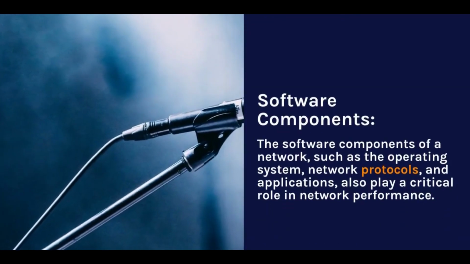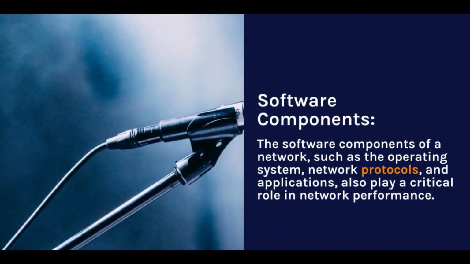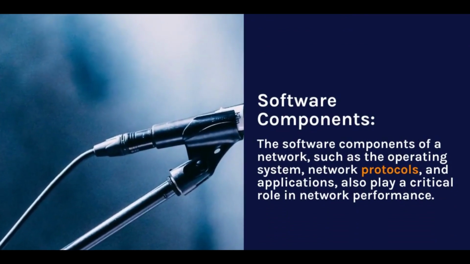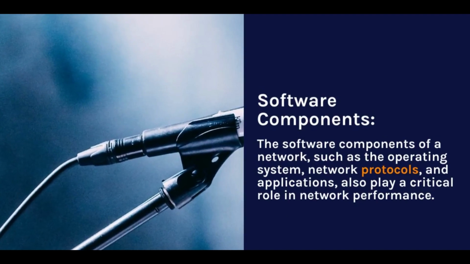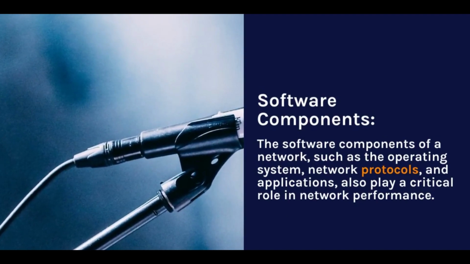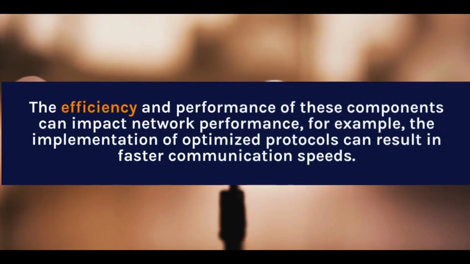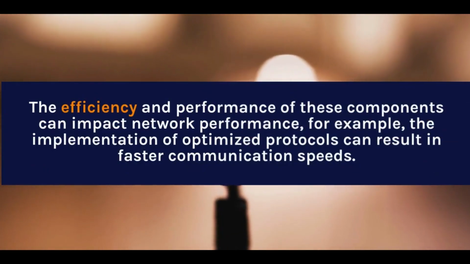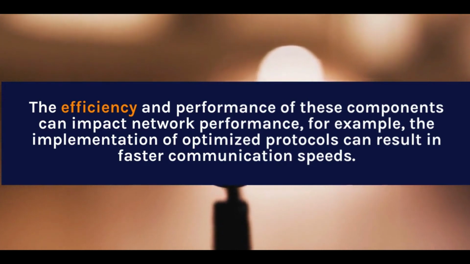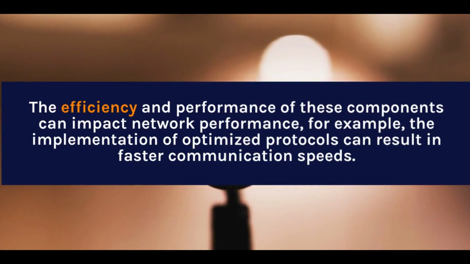Software components. The software components of a network, such as the operating system, network protocols, and applications, also play a critical role in network performance. The efficiency and performance of these components can impact network performance. For example, the implementation of optimized protocols can result in faster communication speeds.